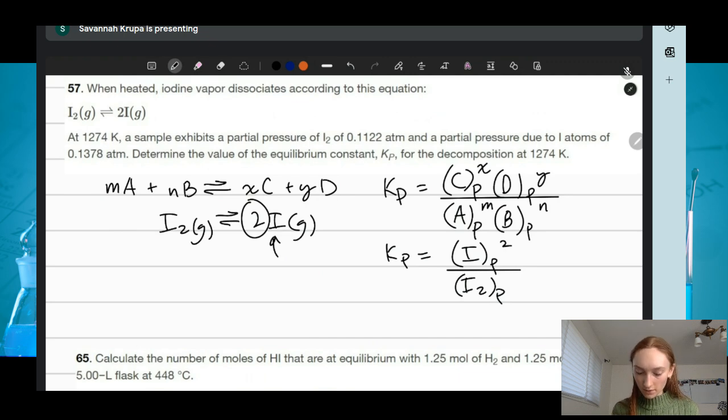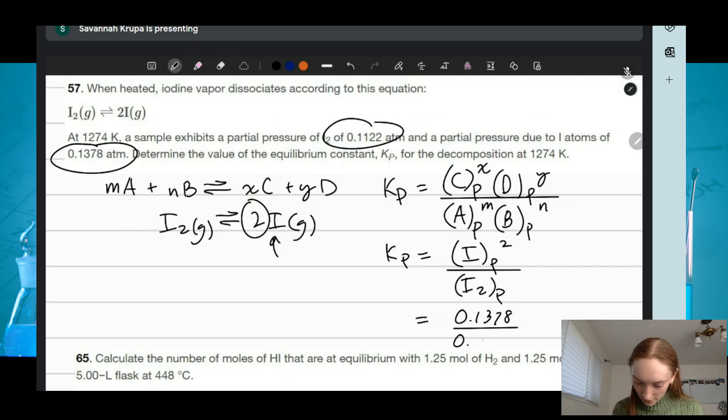So when we plug in all these values, we'll plug in the 0.1378 for the iodine atoms that it gave right here, and then the 0.1122. And the top one is raised to the second power. And so when we multiply that out, we will get a Kp constant of 0.692 as our answer.